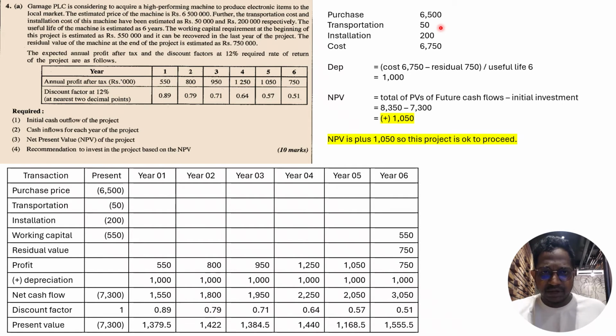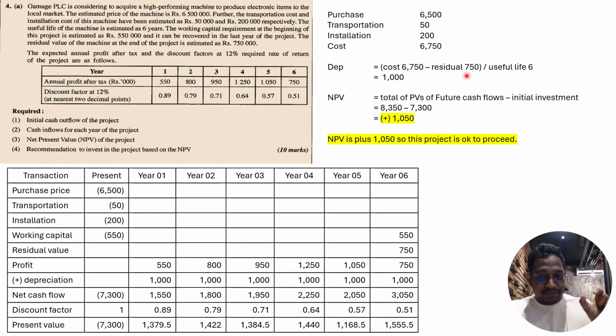and divide it by 6 years. That's incorrect. When you are finding the cost of the property, plant and equipment, you should add the direct expenses as well, which means purchases plus transportation plus installation. But keep in mind, you are not adding working capital to the cost. Got it? So just purchase, transportation and installation. So your total cost will be 6,750,000, and from that you have to deduct the residual value.